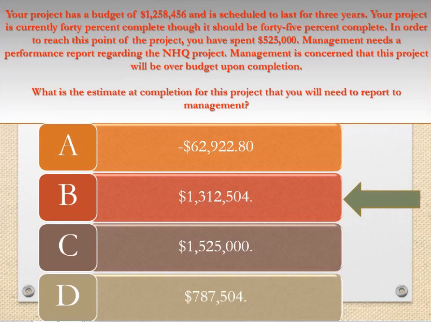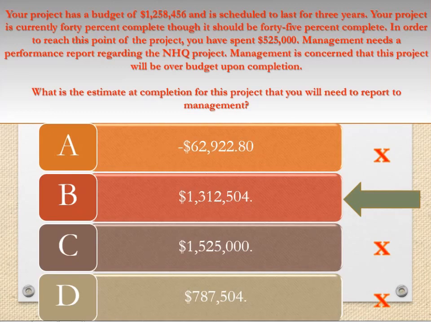Answer B. Explanation. The estimate at completion can be calculated by dividing the budget at completion by the cost performance index. Here, CPI equals EV over AC equals 0.40 times 1,258,456 over 525,000 equals 0.95882. EAC equals budget over CPI equals 1,258,456 / 0.95882 equals 1,312,504.